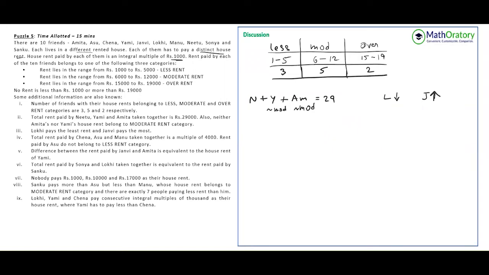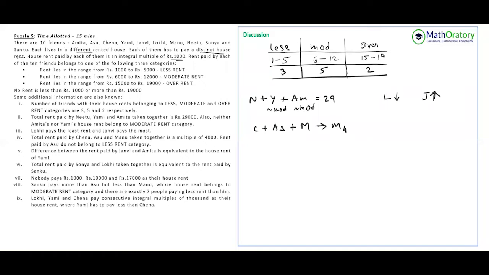Fourth one says the total rent paid by C, A, and M. Not A, ASU, there's a couple of A's. So C, A, S, and M taken together is a multiple of 4. Okay, I don't like this information because there are a lot of possibilities and it is not helping me at all, but I'll keep it. Maybe it helps me later on. Sorry, that is Manu. So M is a multiple of 4. I'll just write it this way: it's a multiple of 4.